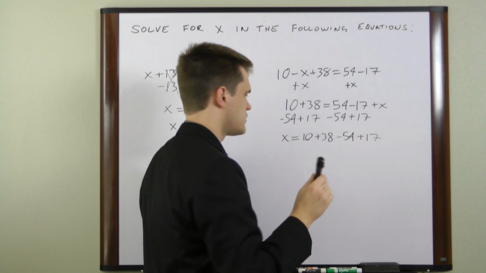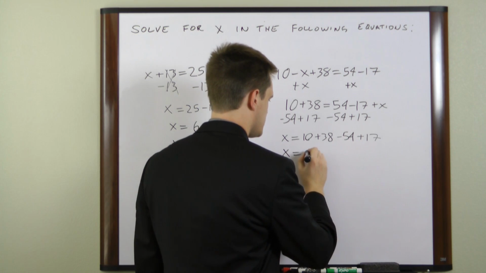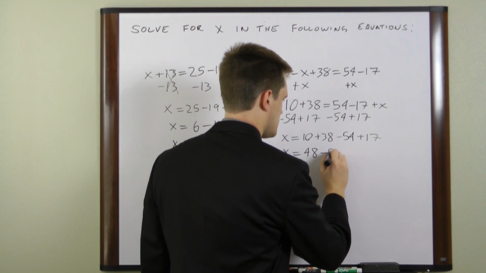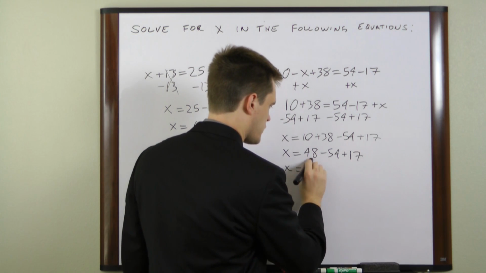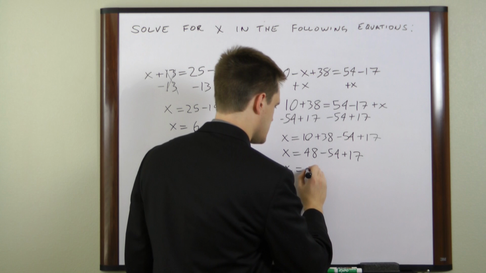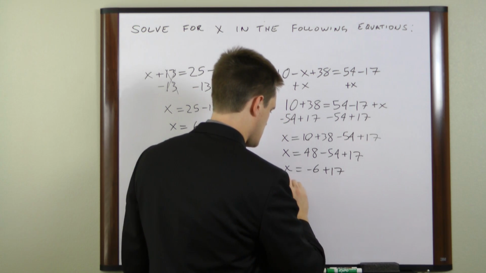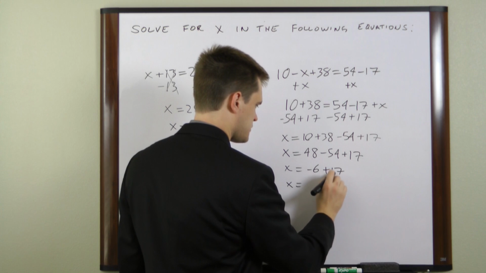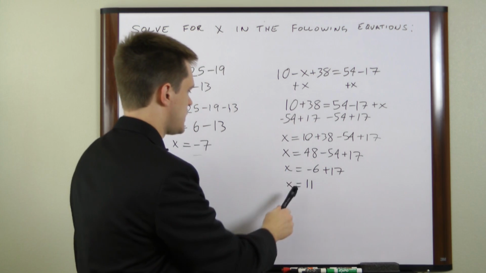And so once again, we'll just do these one at a time. 10 plus 38 is 48. 48 minus 54 is negative 6. And negative 6 plus 17 is 11. So in this equation, x equals 11.